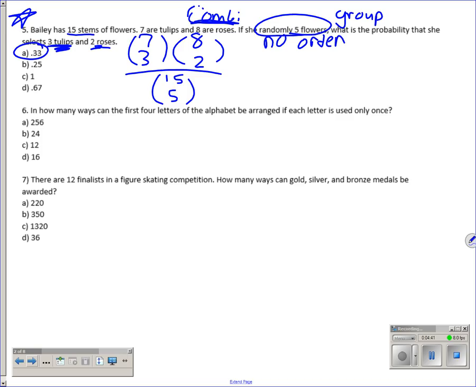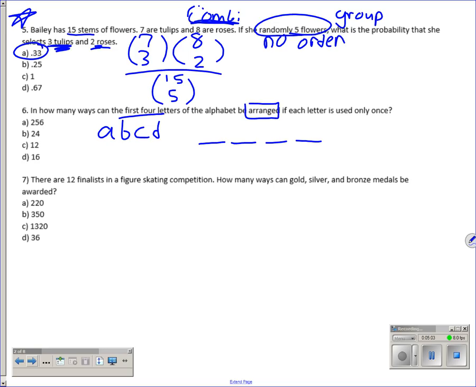Alright, number 6. In how many ways can the first 4 letters of the alphabet be arranged if each letter is used only once? Okay, that's A, B, C, D. Each letter can only be used once. Well, we got 1, 2, 3, 4 spaces, and it wants to know how many ways they can be arranged.